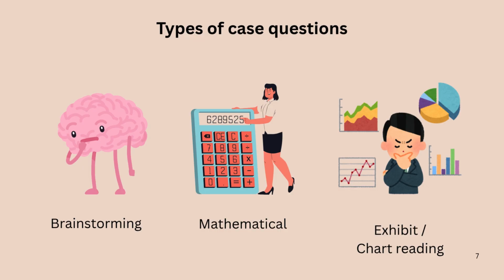Brainstorming questions are usually open ended questions meant to understand your problem solving skills and where you will come up with multiple ideas, think through a problem. Mathematical questions, as you might have already understood, are meant to test your quantitative skills. And exhibit and chart reading is meant to test your analytical skills. So, deep diving into brainstorming first.